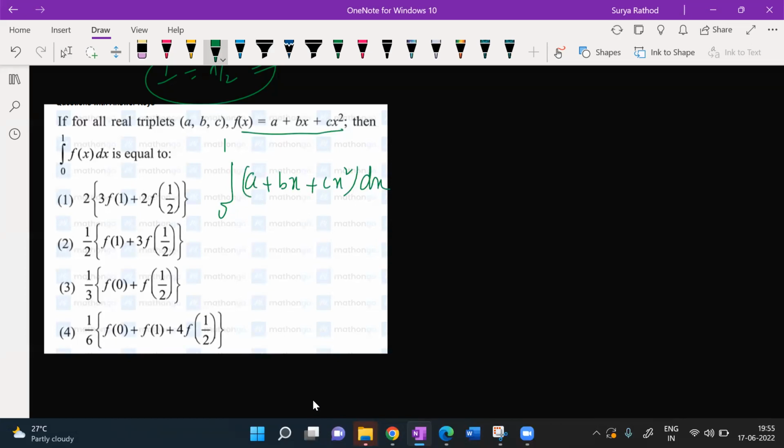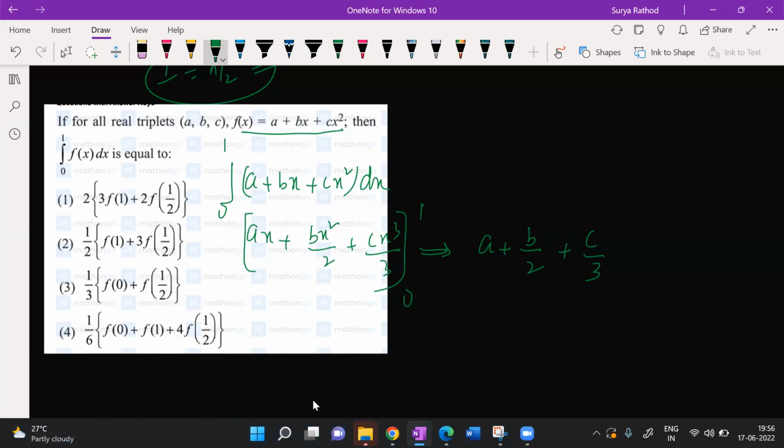Okay. So look at this here. So a into x, so ax plus bx square by 2 plus cx cube by 3, from 0 to 1. So a plus b by 2 plus c by 3, if you substitute 1 here. 0 means 0 only. So what has he given here?